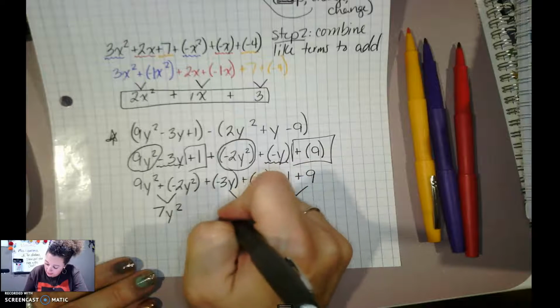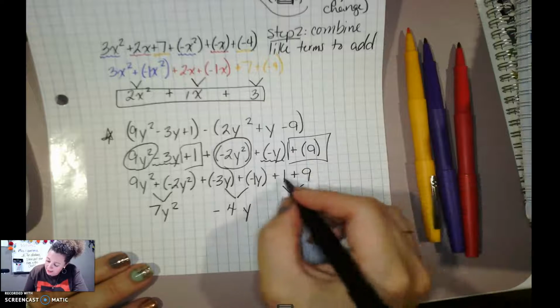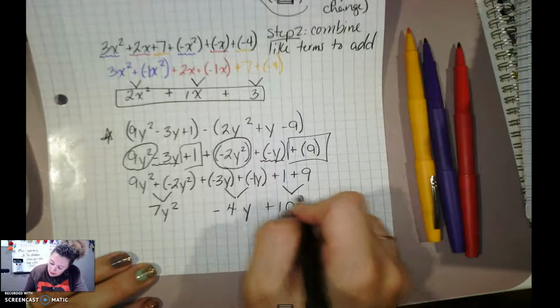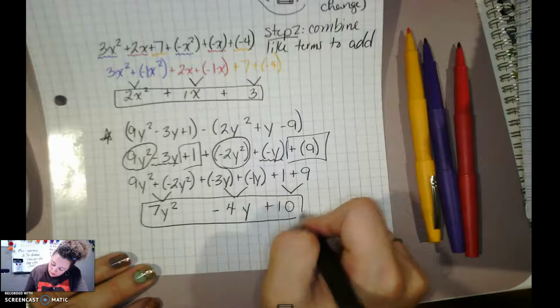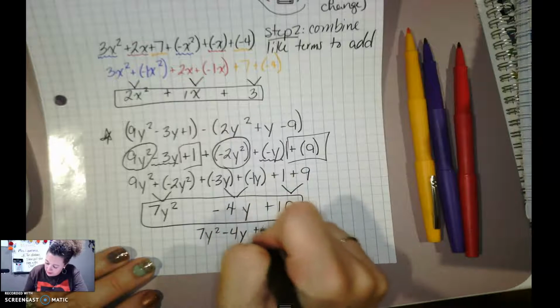Add the numbers and keep the sign. So it's a negative 4y. And then 1 plus 9 is just 10. So our answer is that. It's kind of spread out, so I'll rewrite it down here so it's not as spread out.